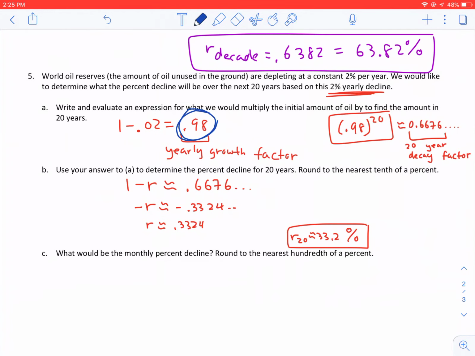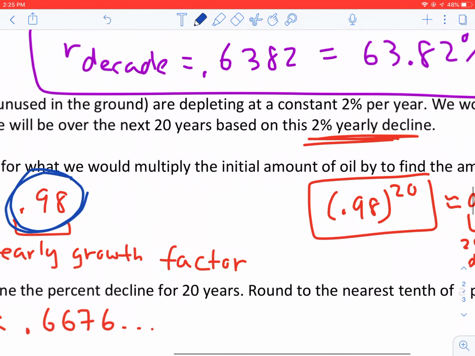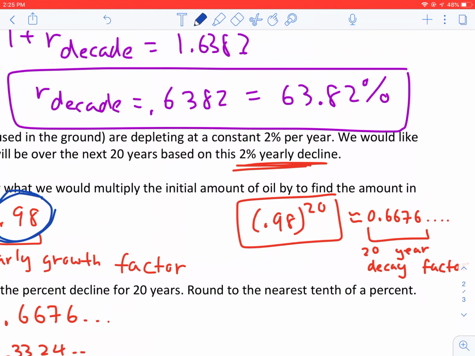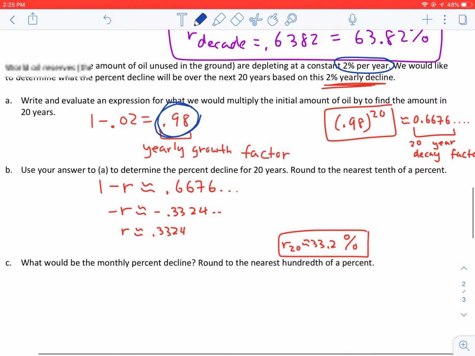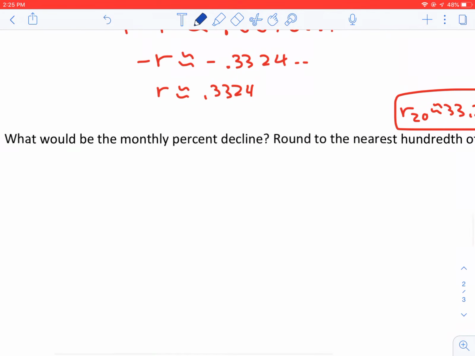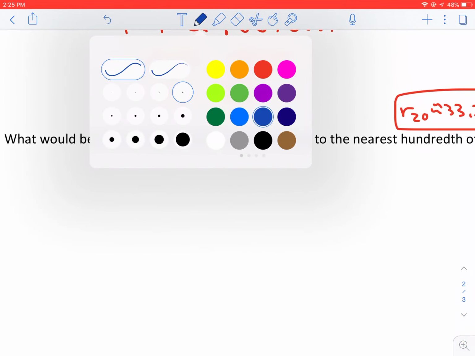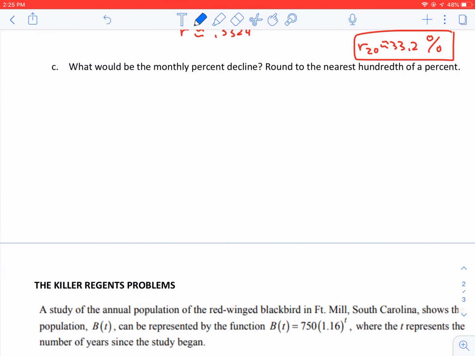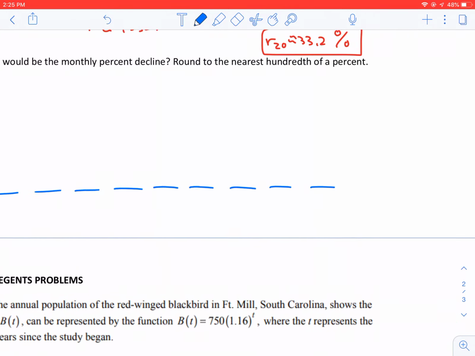All right, what would the monthly percent decline be? Well, we know the 20-year decline. We also know each year. So let's start with each year. That's a lot easier to think of. If I want monthly, I will take the 12th root of 2%. Right? Because 1, 2, 3, 4, 5, 6, 7, 8, 9, 10, 11, 12.